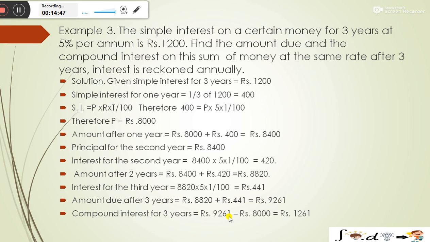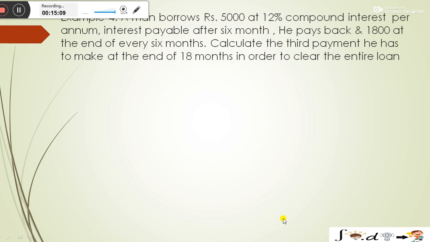And compound interest will be 9261 minus 8000, दैट इज इक्वल टू 1261। अब डिफरेंस देखिए सिंपल इंटरेस्ट और कंपाउंड इंटरेस्ट में। सिंपल इंटरेस्ट में 1200 आया था और कंपाउंड इंटरेस्ट हमारे पास आया है 1261। ठीक है, दैट इज आफ्टर 3 years.